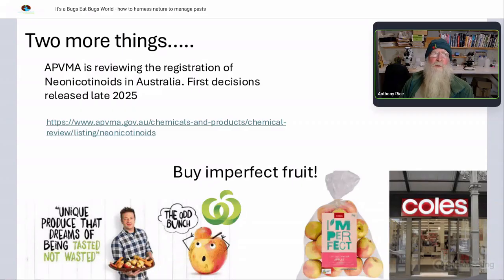One is the APVMA is reviewing the registration of neonicotinoids in Australia, and the first decisions will be released later this year. I can't recall the exact date. I think it was about 2018-19 that this review started. It's taken an awful long time. It doesn't really smack of an organisation that's going to take swift, decisive action. So let's wait and see in that space, I suppose. But if you go to the website and have a look, you just type in neonicotinoids APVMA review, the website comes up. You can click on subscribe, and they will send you emails when things come out.